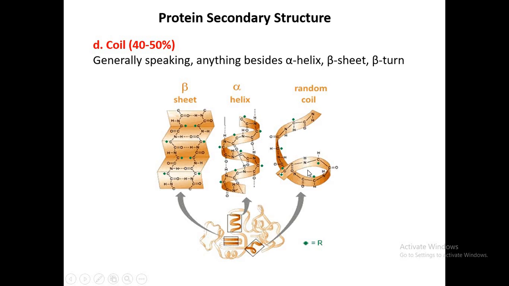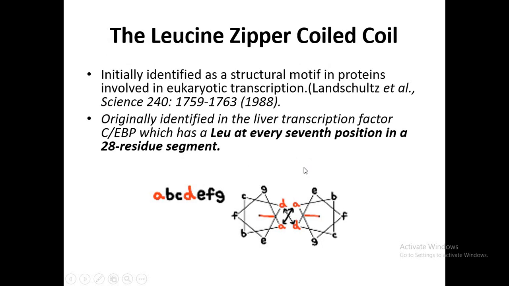Coil is a protein secondary structure that could be anything except the alpha helix, beta sheet and beta turn. So in the protein, whatever secondary structure you have, except the beta sheet, alpha helix or beta turn, it would be the coil. One important type of coil that we are discussing here is the leucine zipper.